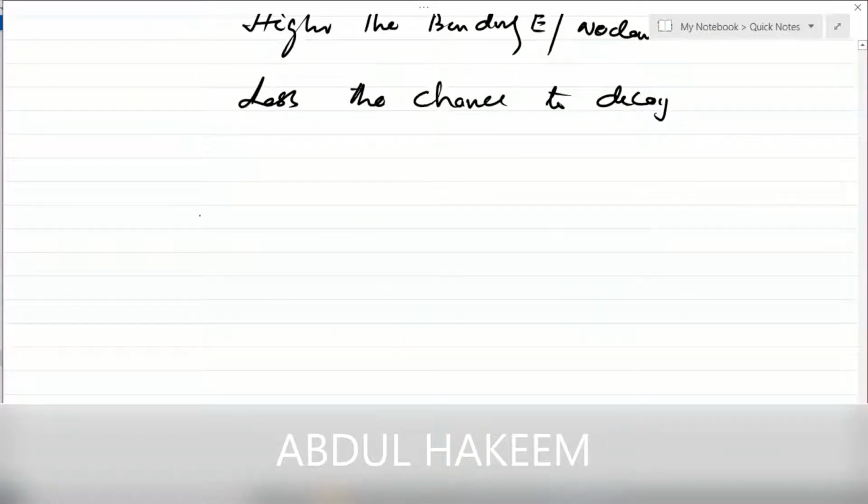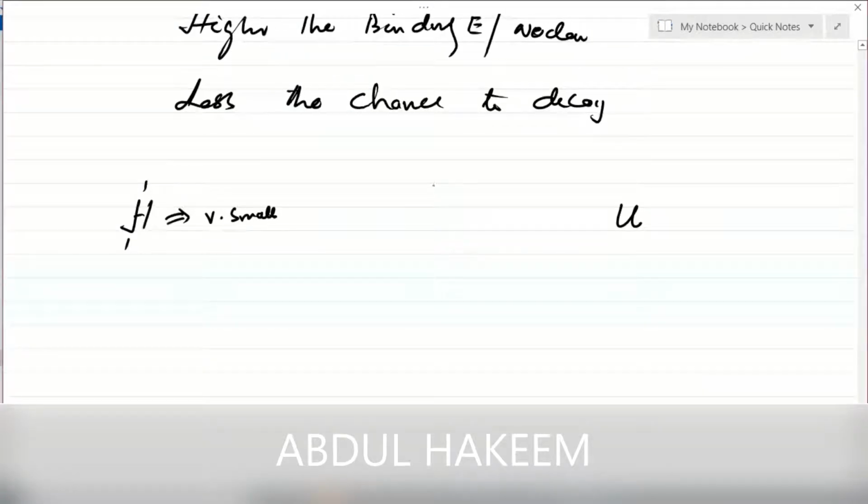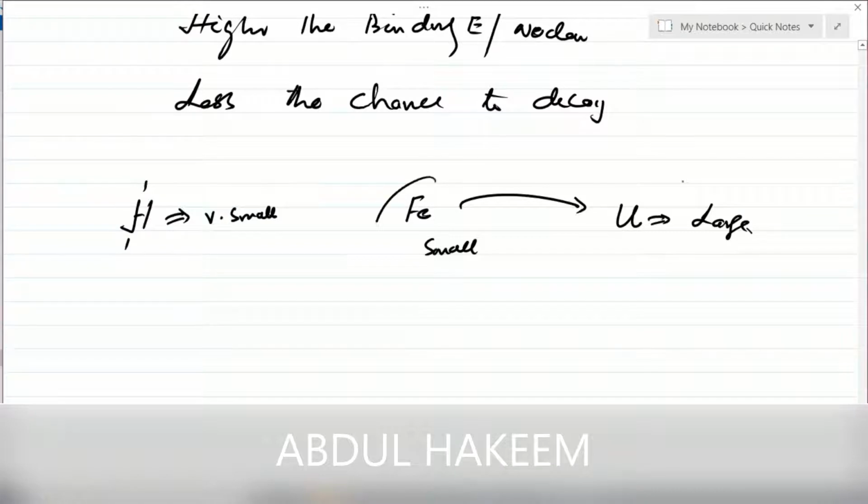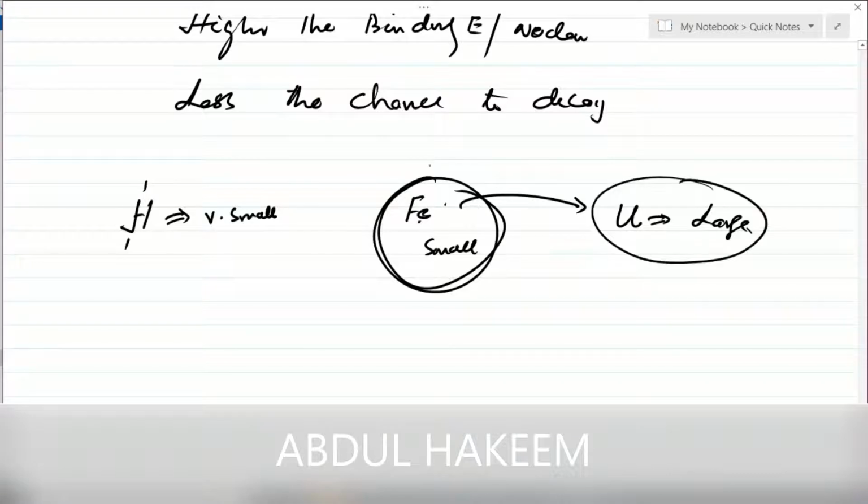For example, hydrogen and uranium, both are unstable. The binding energy of the hydrogen is very small, and the binding energy of the uranium is large. And similarly, the iron, the binding energy is small as compared to the uranium, but the binding energy per nucleon of the iron is larger than the binding energy per nucleon of the uranium. That's why the iron is more stable as compared to the uranium.